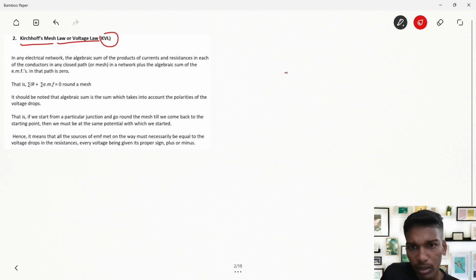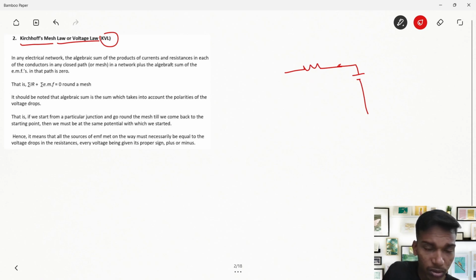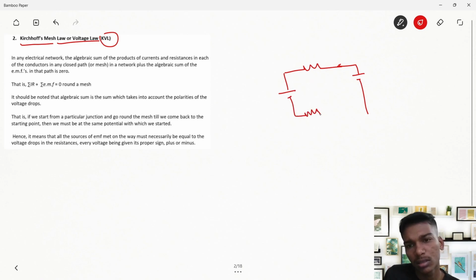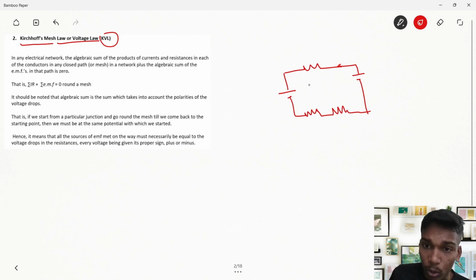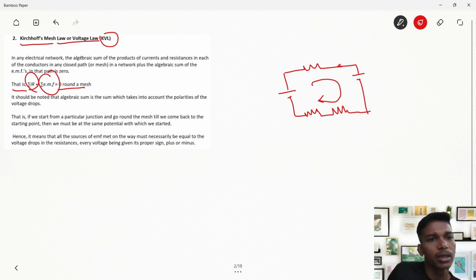That is, if we have a closed circuit with voltage sources and some resistances with current flowing through it, and some other voltages and some other resistances. According to KVL, the sum of potentials over all the elements in a closed circuit is equal to zero. That's what is written here. That is, summation of IR plus summation of EMF equal to zero in a closed mesh. That is what KVL states.